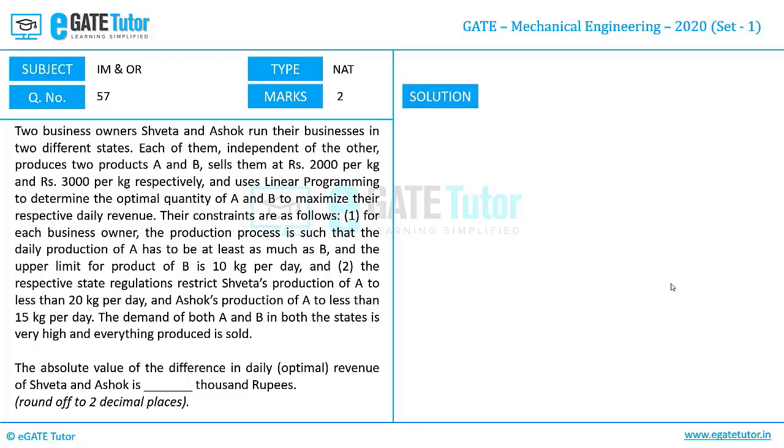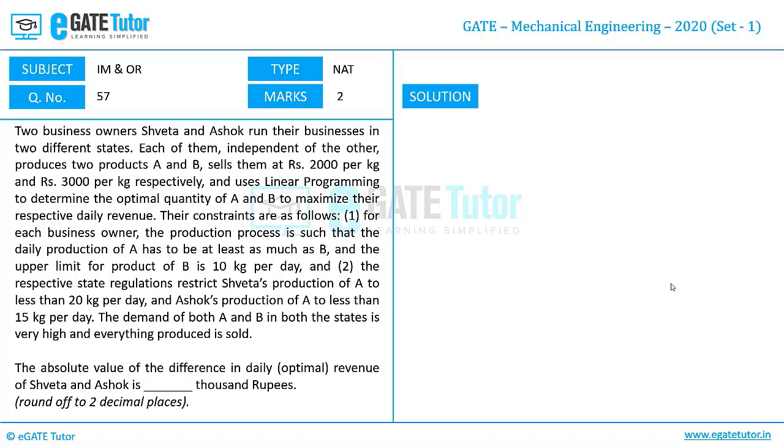Two business owners, Shweta and Ashok, run their businesses in two different states. Each of them, independent of the other, produces two products A and B, sells them at rupees 2000 per kg and rupees 3000 per kg respectively, and uses linear programming to determine the optimal quantity of A and B to maximize their respective daily revenue. The constraints are as follows.